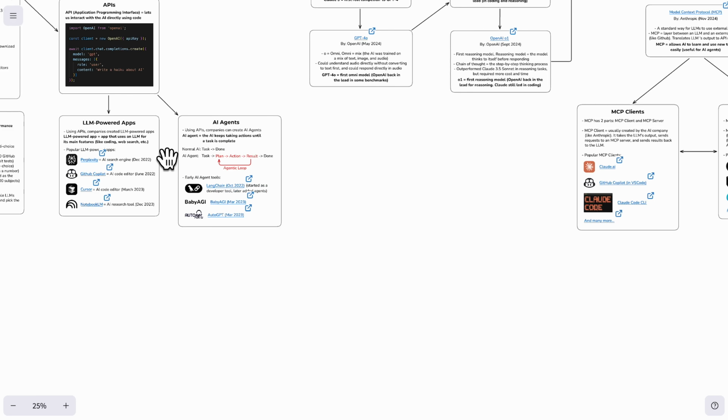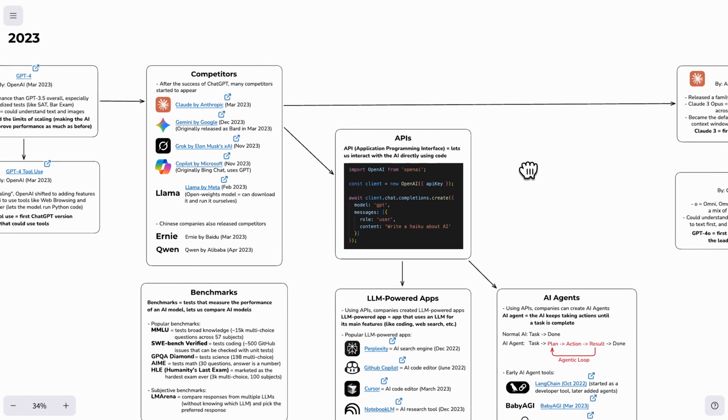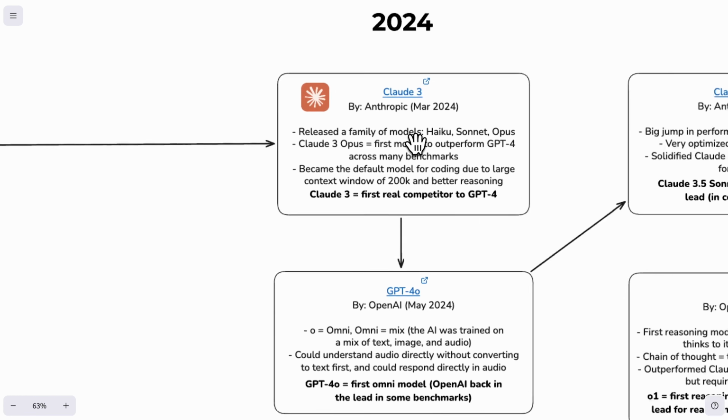So zooming out, in 2023, we basically saw the maturing of LLMs like GPT-4 and the appearance of competitors, as well as using APIs to create LLM-powered apps and LLM-powered agents. Now let's move on to 2024.